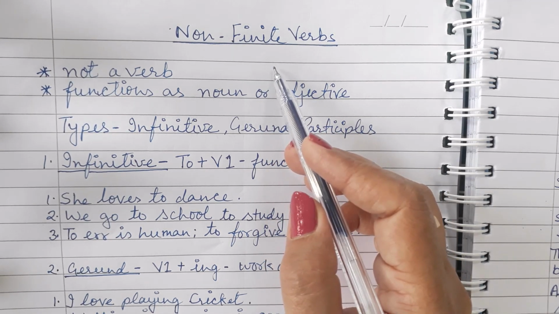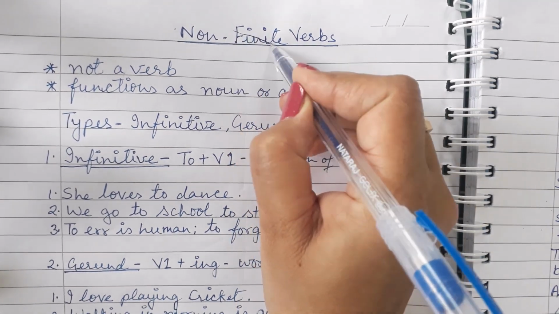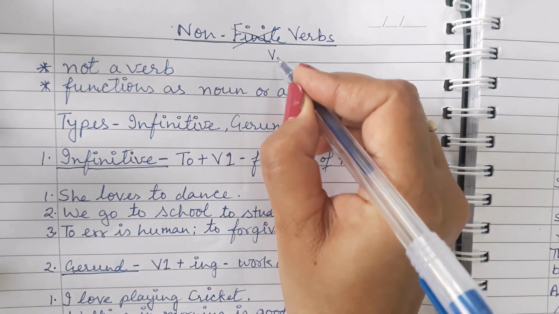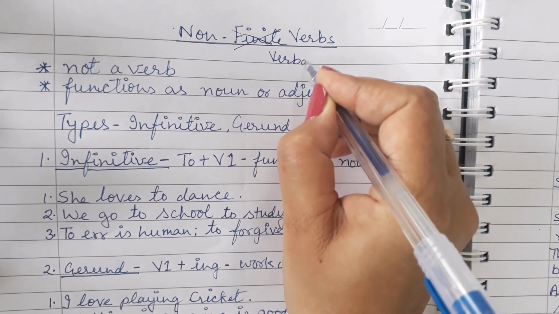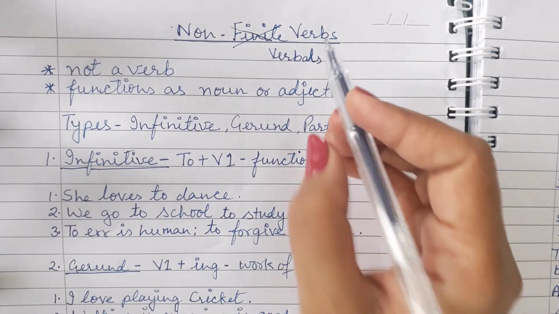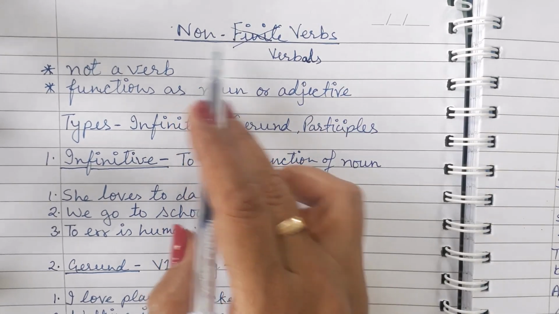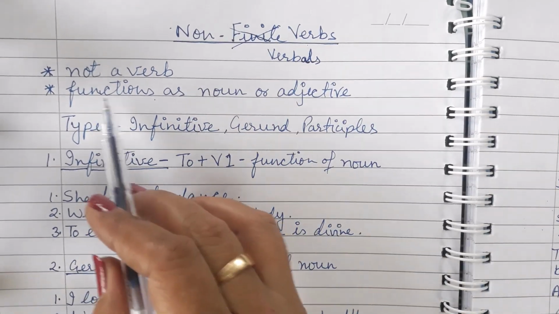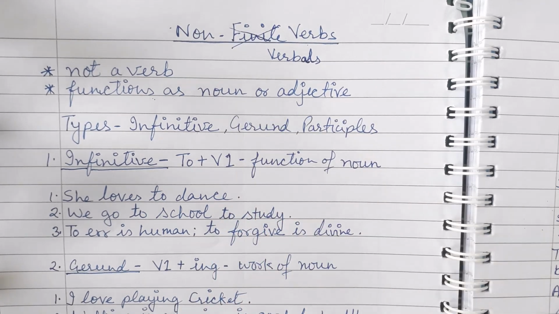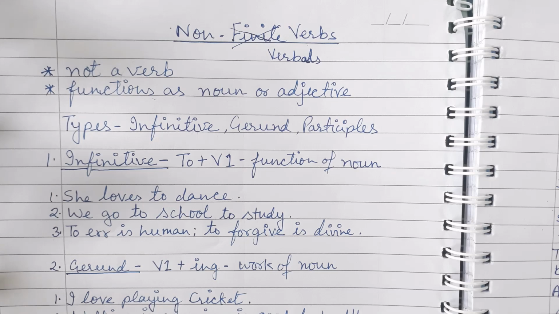First of all, I would like to tell you non-finite verbs are non-verbs. They are also known as verbals. Why? Because it is taken from a verb, but it is not a verb. It functions either as a noun or an adjective. That is why it is not a verb and it is a non-finite verb.